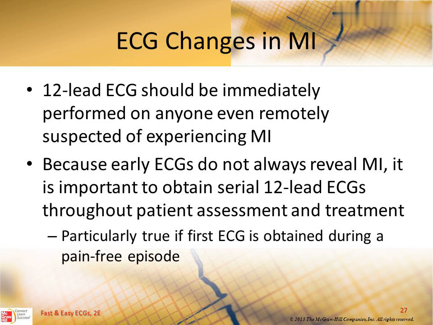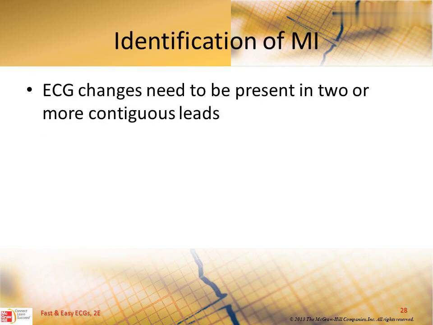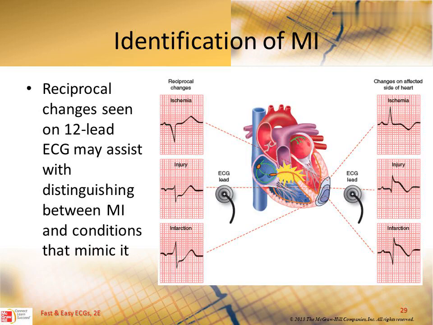Because early ECGs do not always reveal MI, it is important to obtain serial 12-lead ECGs throughout patient assessment and treatment. This is particularly true if the first ECG is obtained during a pain-free episode. Identification of MI: ECG changes need to be present in 2 or more contiguous leads. Reciprocal changes seen on 12-lead ECG may assist with distinguishing between MI and conditions that mimic it.